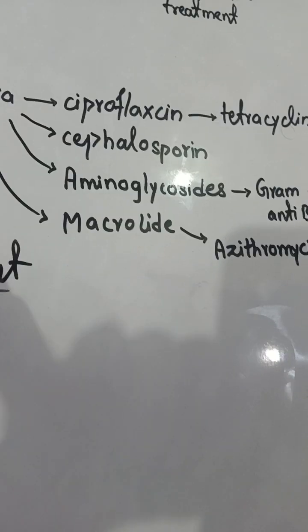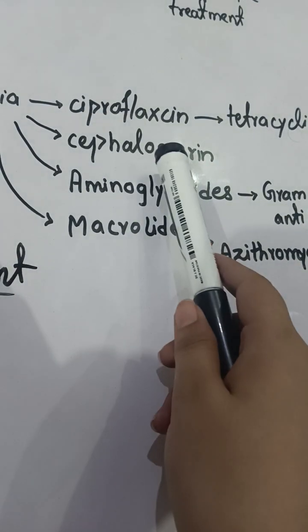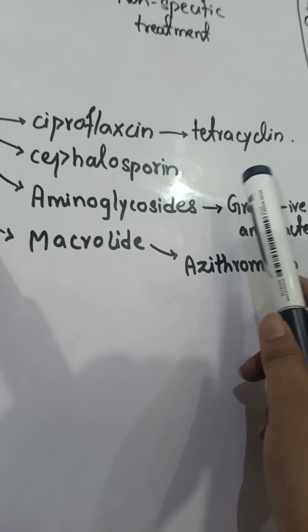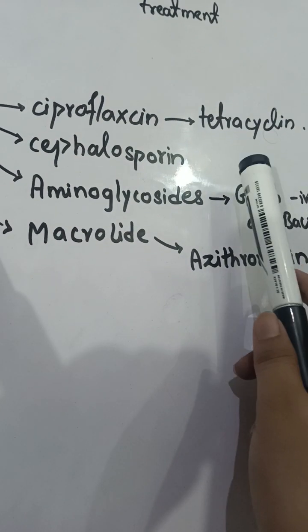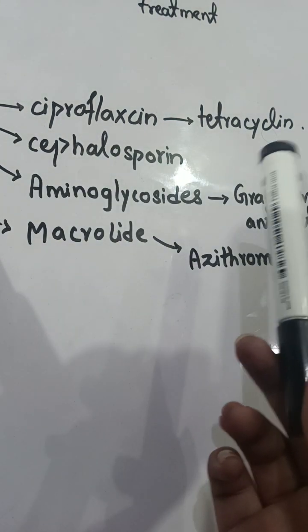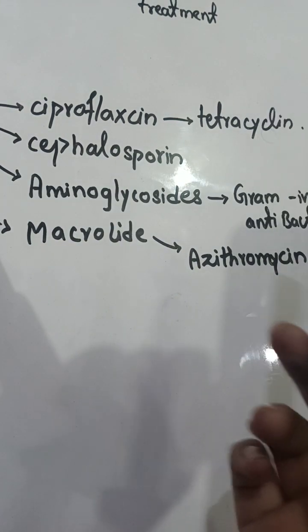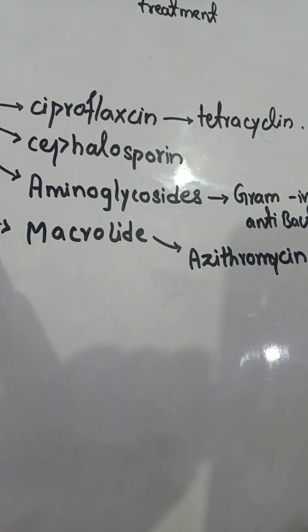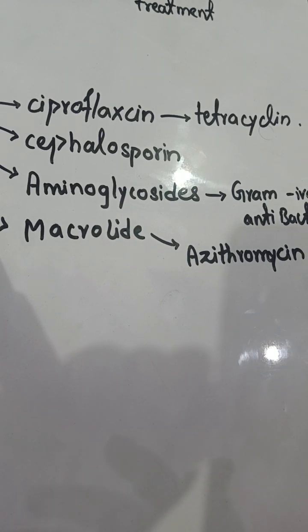The first drug is ciprofloxacin. Ciprofloxacin is a class of drug, and the drug written in this class is the tetracycline drug. The tetracycline drug works against the Salmonella typhoid bacteria. This bacteria usually secretes various kinds of toxic material. Due to this toxic material, inflammation occurs in the intestine and diarrhea occurs.